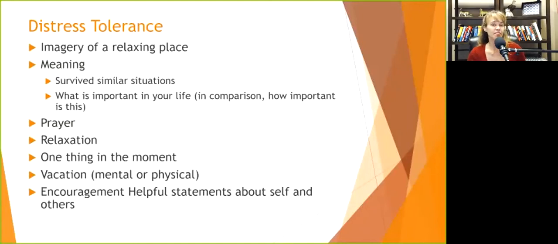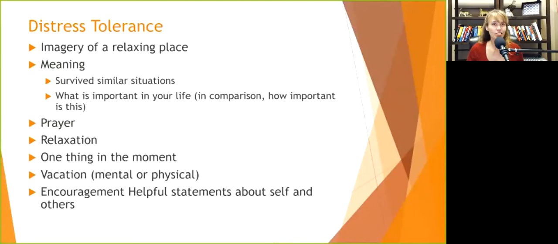We want to help them figure out how to get meaning in a situation. Maybe something happens, they ask somebody out and they get turned down and they feel devastated, embarrassed, humiliated, a whole wealth of emotions. They're not going to sit down and start writing their guided imagery right then in the hallway at school. So what else could they do? How have they survived similar situations?